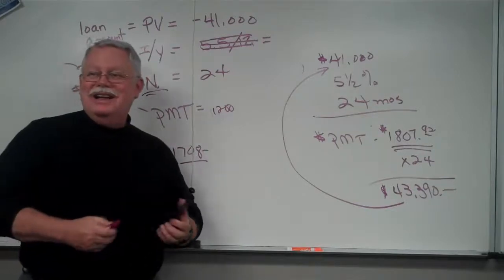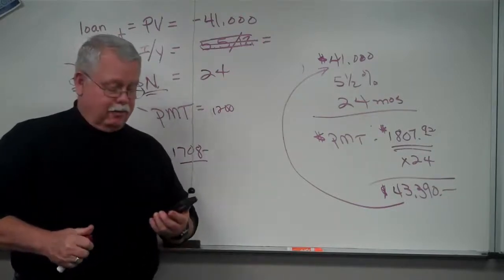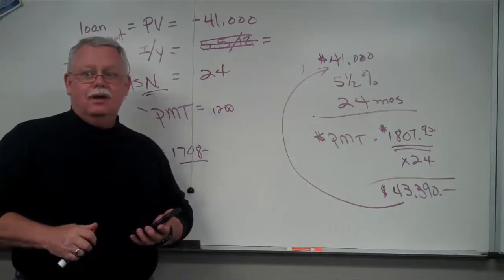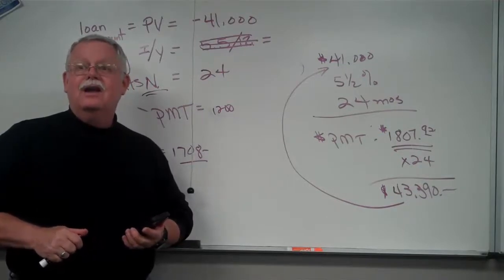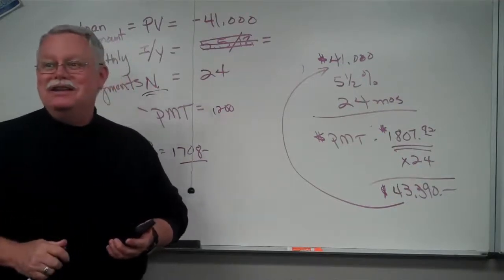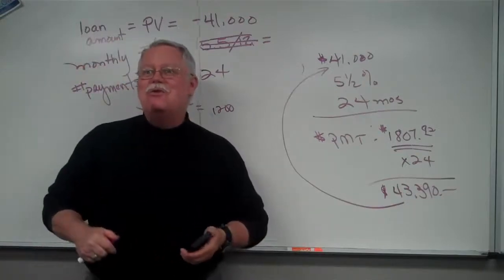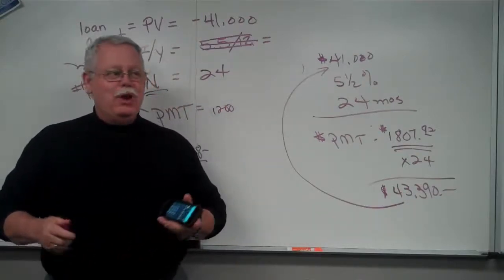What'd you get? 2.65. Negative 2.65? Yeah, I got a negative 2.65. A negative interest rate. They'd have to loan me money and pay me interest in order to afford this thing. So we know that's not going to work.